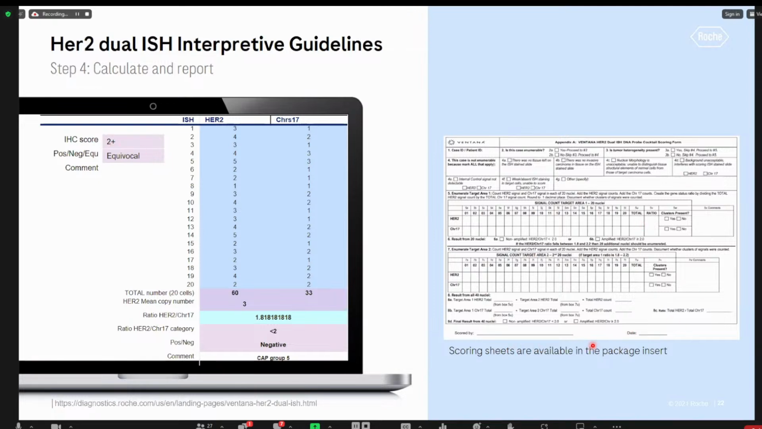There is a scoring sheet available in the package insert if you want to do this manually, just to help you count the cells. In addition, it's good practice to report if you see clusters or not.